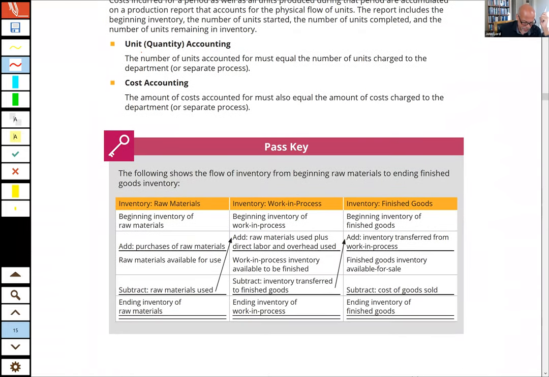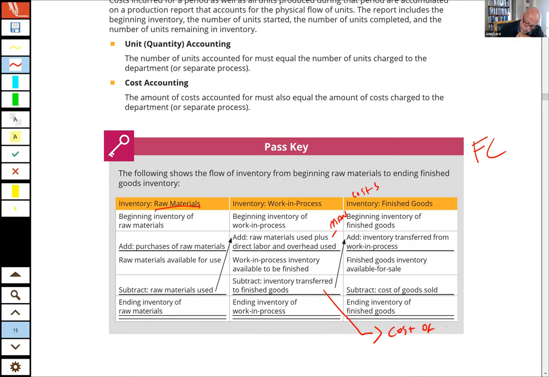I'm not sure why they stuck this down here as a pass key, because it basically shows you the same thing that we talked about in the T accounts, but now in terms of a calculation approach. You have your beginning inventory for your raw materials, you add what you purchased, you subtract the raw materials used, and that gives you the ending inventory. Beginning work in process, you add your manufacturing costs, I'm just gonna call those man costs for short. Those manufacturing costs come in, that gives you your work in process available, subtract the inventory transferred to finished goods. What do we call that? Cost of goods manufactured. Good.